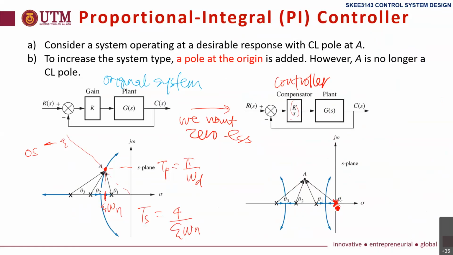And the first 2 will meet each other, will have a breakaway point. Another 2 also will have another breakaway point. If you calculate, you have asymptotes. There are 4 asymptotes, and the angles are 45, 135, 225 degrees. So we have 4 asymptotes. And A here is not on the root locus anymore. Okay? It's now here.